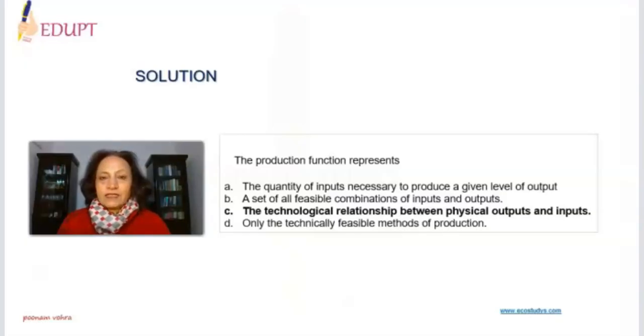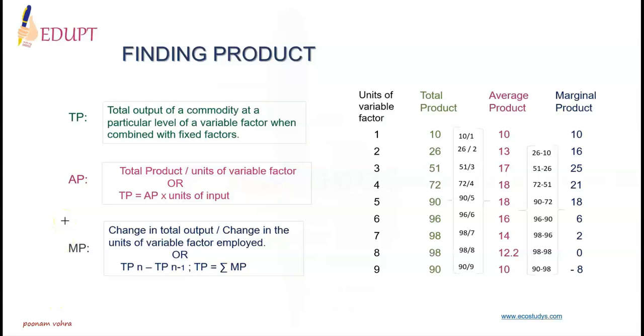That is option C. In order to understand the behavior of output, one needs to focus on the basic concepts of total product, average product, and marginal product. Total product is the total output that is produced with given level of factor inputs and technology during a given period of time. For example, if with a combination of 2 units of labor and 4 units of capital, 30 units of good X is being produced, then total product is considered as 30 units.